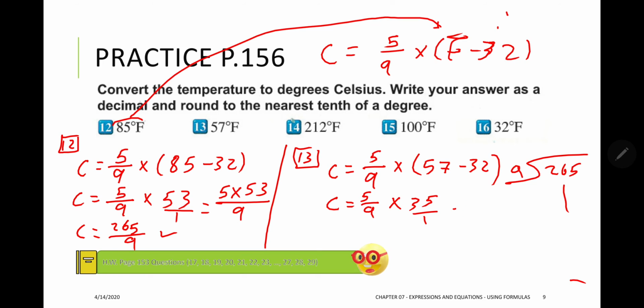So just do a multiplication. 5 multiply 25 is 125. So 125 divided by 9. And do a long division again, okay? So like that. That's the result.